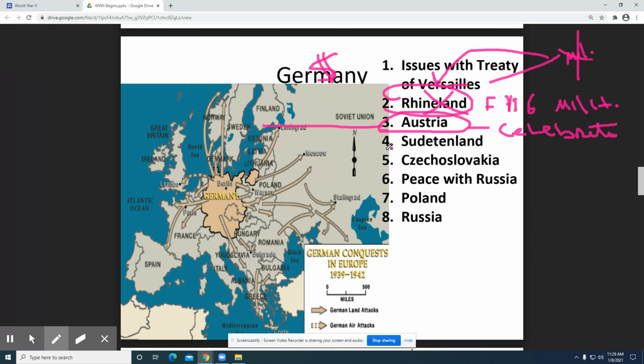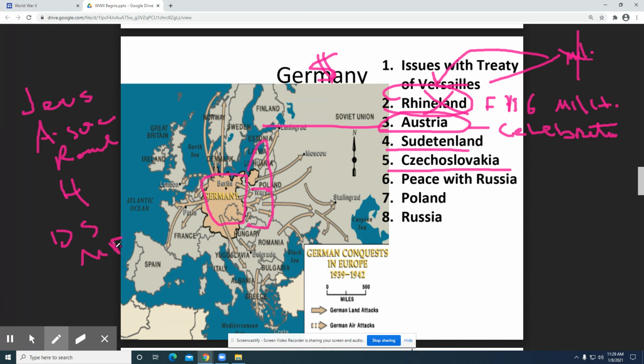Next part, we're going to move into the Sudetenland. We're going to move into Czechoslovakia, and the documentary will show some of the people here as well celebrating. Now, just a side note, the more territory Germany acquires, that means they're acquiring that country's Jewish population, their asocial population, their Romani population, their homosexual population, the people with Down syndrome, the people that are malformed, the people with schizophrenia, the people with any sort of medical conditions.